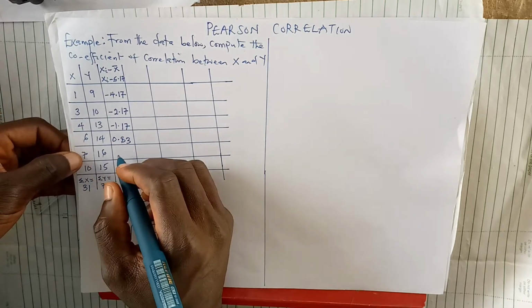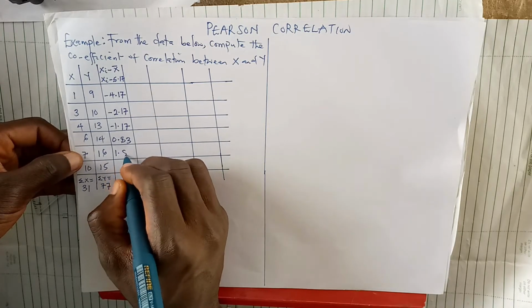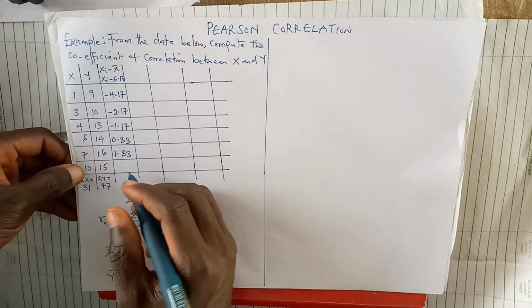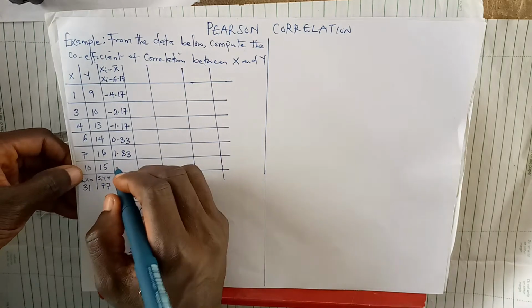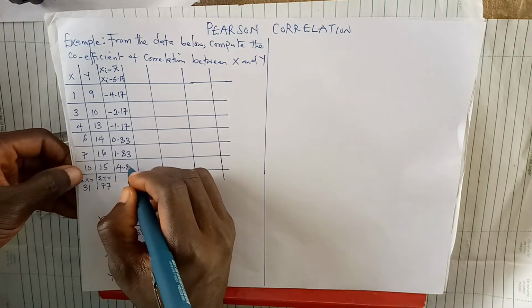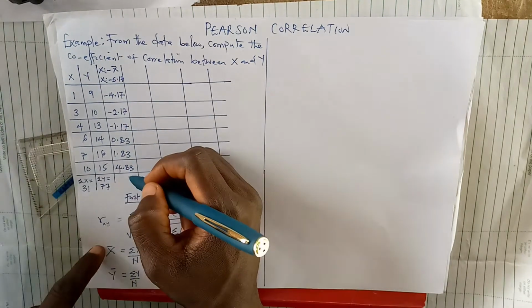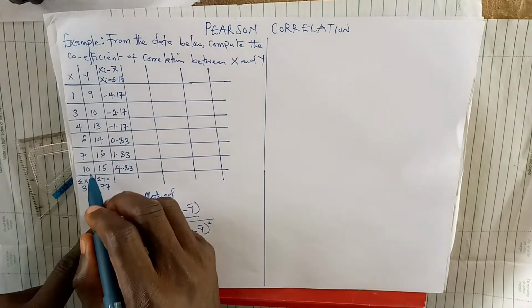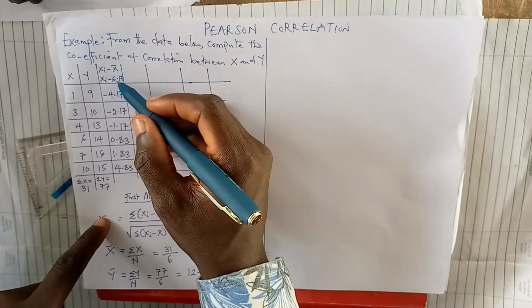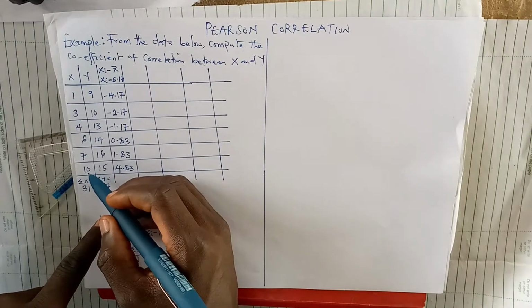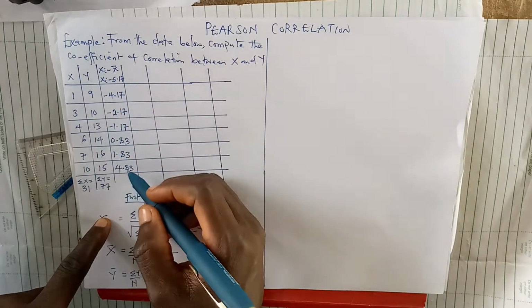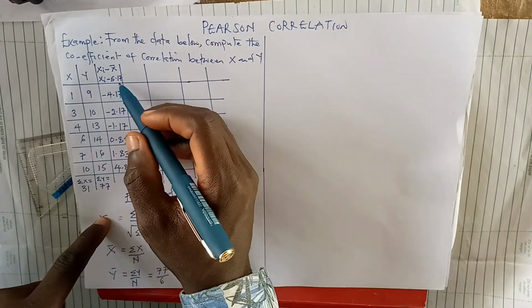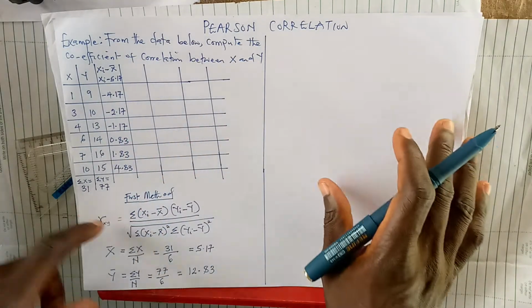The next box will give us 1.83, and the last box here will give us 4.83. You remember how we got this column? That is, each box here minus 5.17. Like for example, 10 minus 5.17 gives us this. 7 minus 5.17 gives us the answer there.